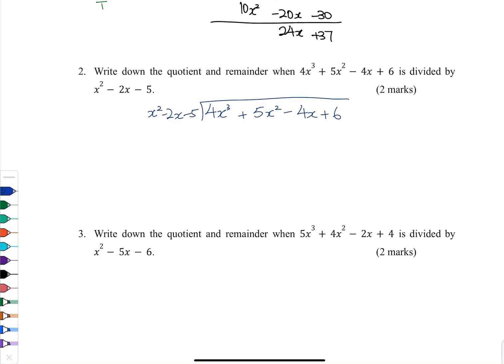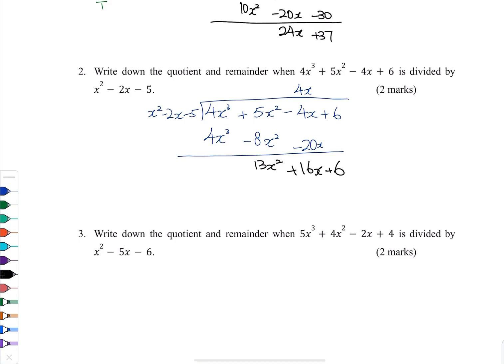X times what is 4x cubed? You have 4x first, 4x, and then negative 2x times 4x, negative 8, and then x times x, x squared. Negative 5 times 4, negative 20, and then x there. And then there's a hidden minus, so you do that. 4 minus 4, done. 5 minus negative 8, 13x squared. Negative 4 minus negative 20, you get positive 16x, and then 6 just comes down. And then redo the whole thing again. So 13x squared divided by x squared, you can get that as positive 13.